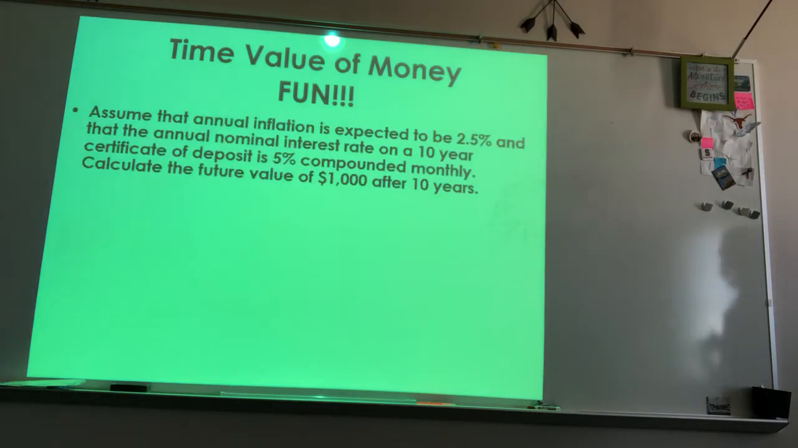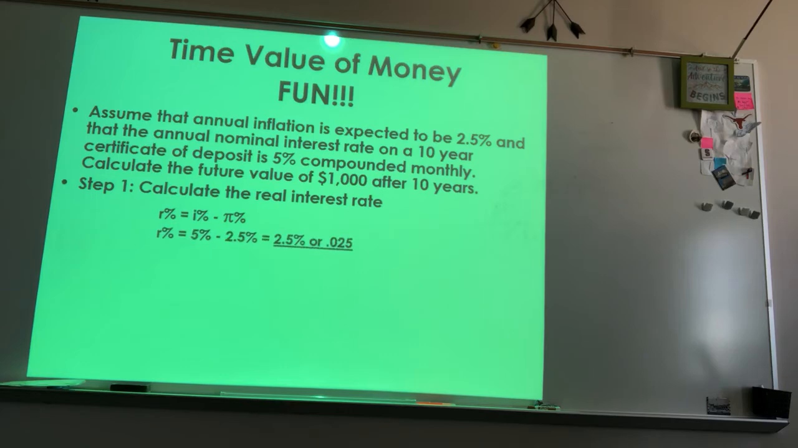Okay. So, assume the annual inflation is expected to be 2.5%. And the annual nominal interest rate over a 10-year certificate deposit is 5% compounded monthly. Calculate the future value of $1,000 over 10 years. We're like, whoa, I've done a lot, right? So let me put this in an equation.